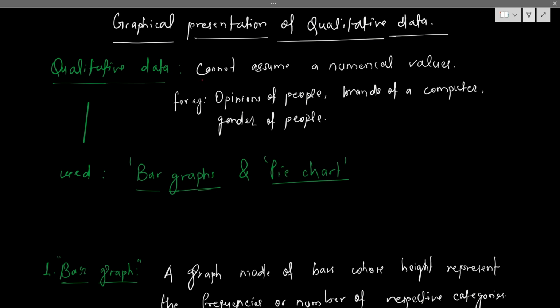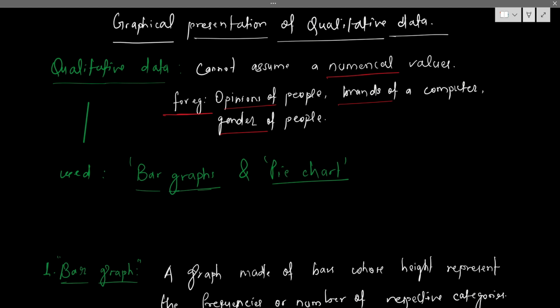To understand qualitative data, it is a kind of data which cannot be assumed into numeric values. If any type of data cannot be assumed into numeric values, then we call it qualitative data. For example, opinions of the people, the brands of computers and the genders of the people. These are all examples of qualitative data.